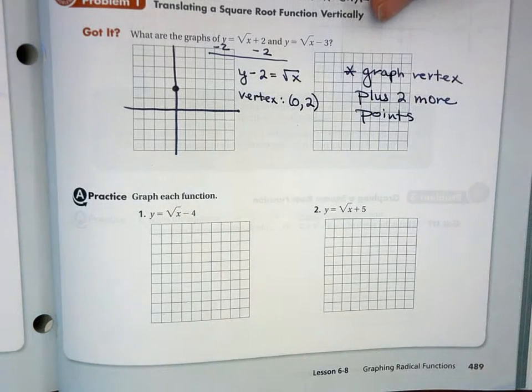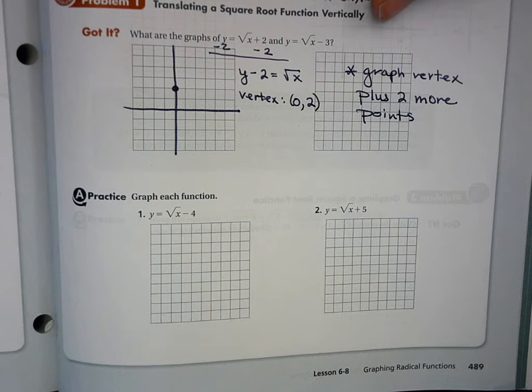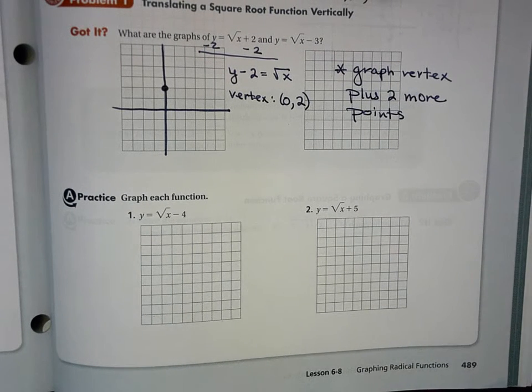And when I choose those 2 more points, I always want to make sure they're numbers I know the square root of. Like, I don't want to choose an x value I can't square root, okay? So usually you want to square root 0, you want to square root 1, you want to square root 4, right? Those are the numbers you know.